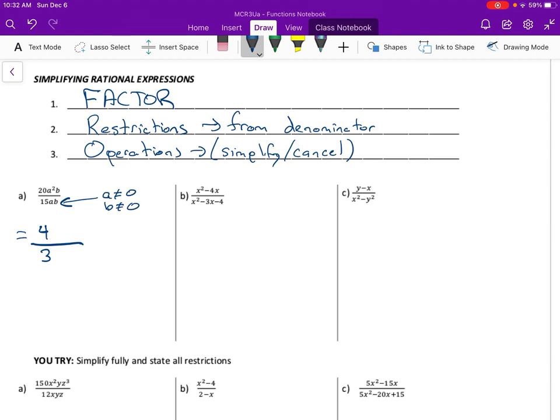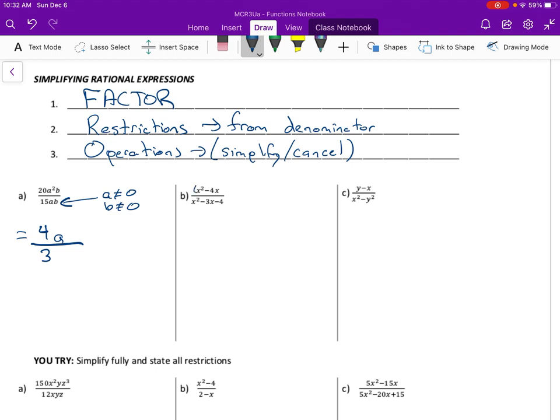So your first variable is a. So I get a squared divided by a. That becomes just a on top. So I subtract the exponents, which is 2 minus 1. And then notice the b divided by b just becomes 1, and so I have no b. So this is my final simplified answer, which is 4 over 3a. And we keep our restrictions just as they were.